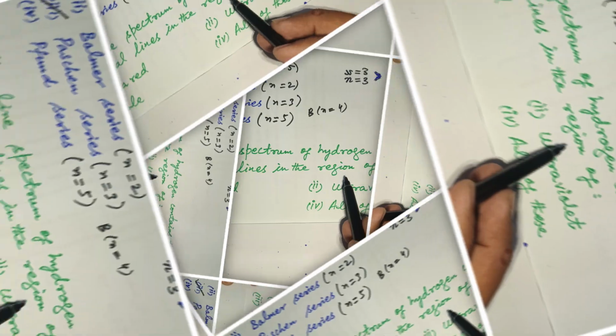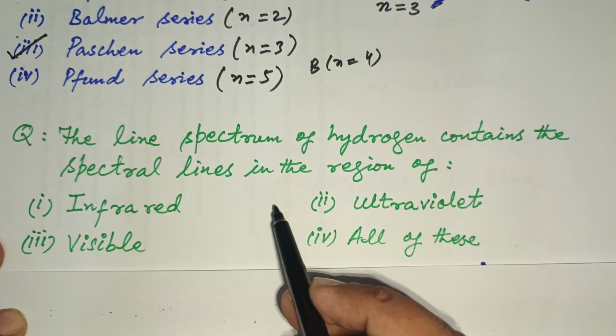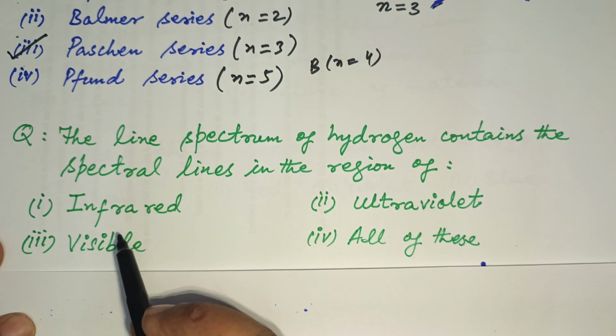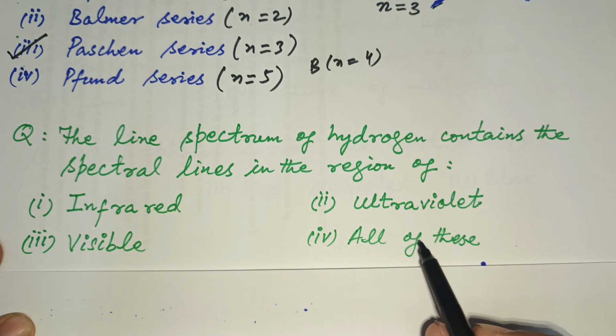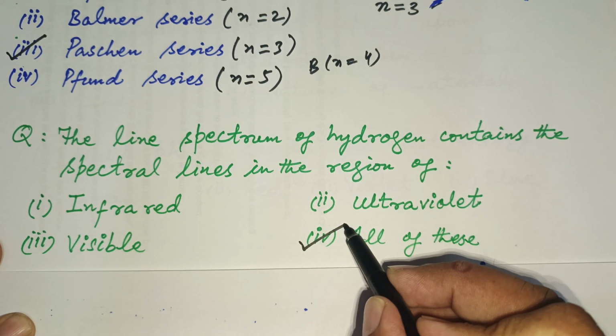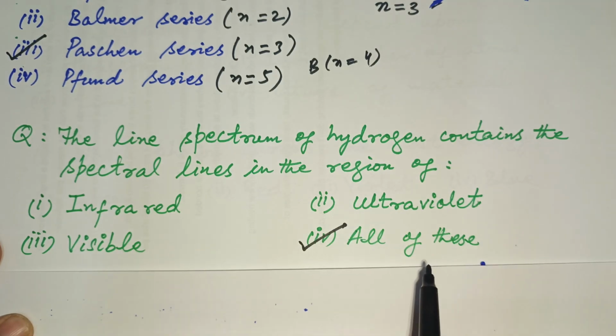The line spectrum of hydrogen contains spectral lines in the region of infrared, yes, ultraviolet, yes, visible, yes. So the correct answer is all of these. The spectrum of hydrogen contains spectral lines in all regions, infrared to ultraviolet, and visible is definitely in between them.